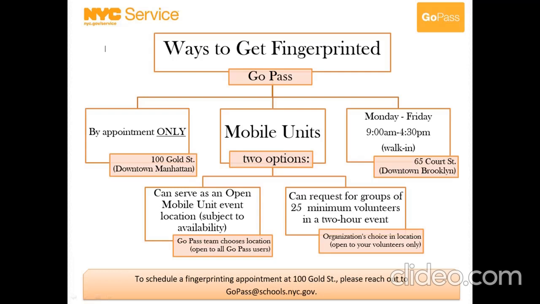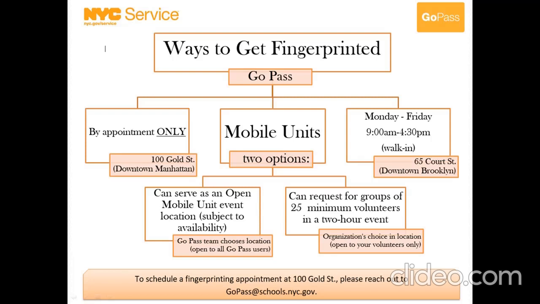The last fingerprinting option available for your organization is called a mobile unit. For groups of 25 volunteers or more, you can request that the DOE send a mobile fingerprinting unit and technicians to your location within the 5 boroughs. The mobile unit is capable of processing at least 12 volunteers per hour. The mobile unit accepts debit, credit cards, money orders, corporate checks, or personal checks for payment of fingerprinting processing fees.